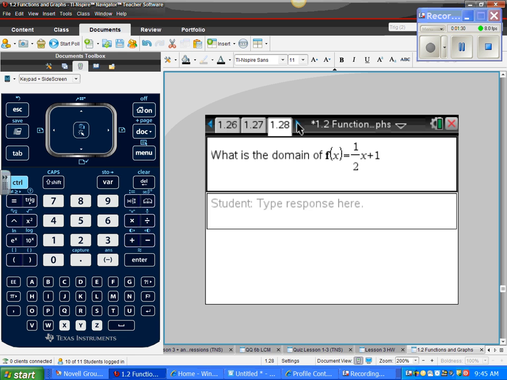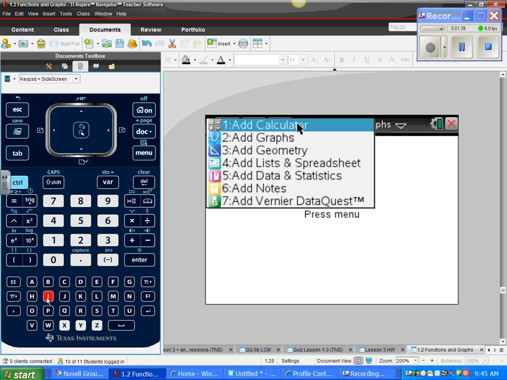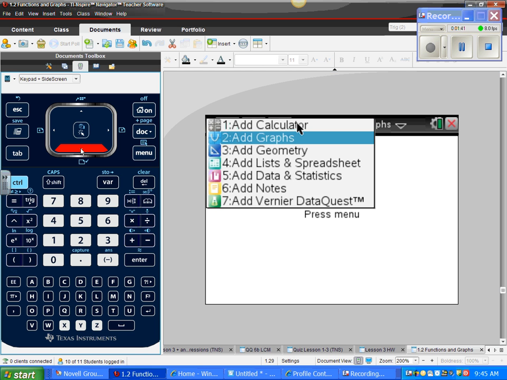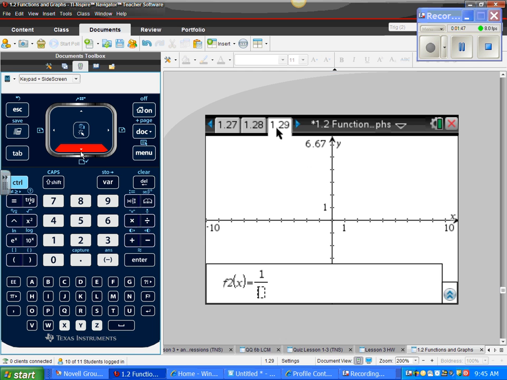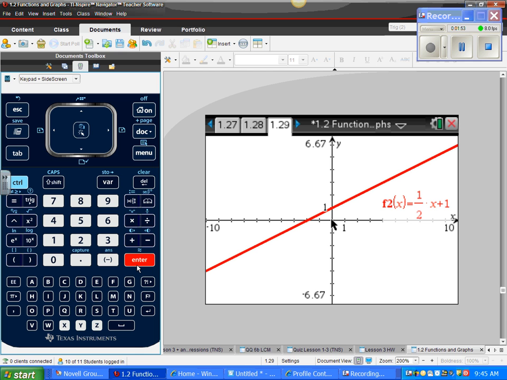All right, so thinking about it graphically, what is the domain of 1/2 x plus 1? So what I want to do here is insert a graph, okay? Control I, add graphs. And again, it was 1/2 x plus 1, so we're going to type that in, 1/2 x plus 1, okay? And we look at my graph.